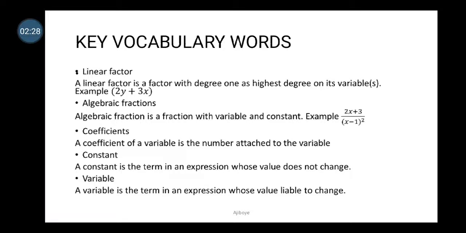A constant. A constant in an expression is a term in the expression whose value does not change. For instance, in the above example of an algebraic fraction, 3 is a constant, minus 1 is a constant. Those values do not change because they do not have any variable attached to them. A variable is a term in an expression whose value is liable to change. They can vary in value. That is what we mean by a variable.